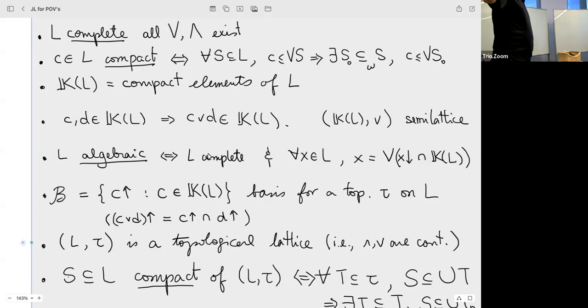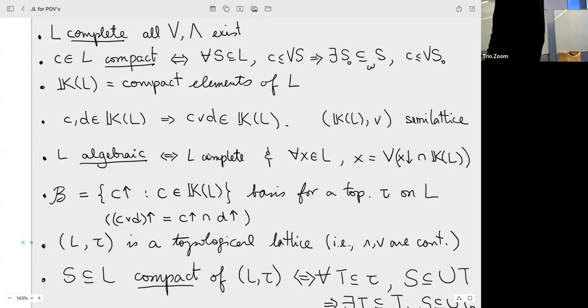Bajone claims that this is a topological lattice, meaning that the lattice operations are continuous with respect to this topology. I haven't checked it, and it is not used, but it is a quite interesting topology. It is a basis of a topology because the upper set of the join of two compact elements, which is also a compact element, is precisely the intersection of the upper sets. So this set is closed under finite intersection, and it is the basis of a topology. So the basic opens are the upper sets of the compacts.